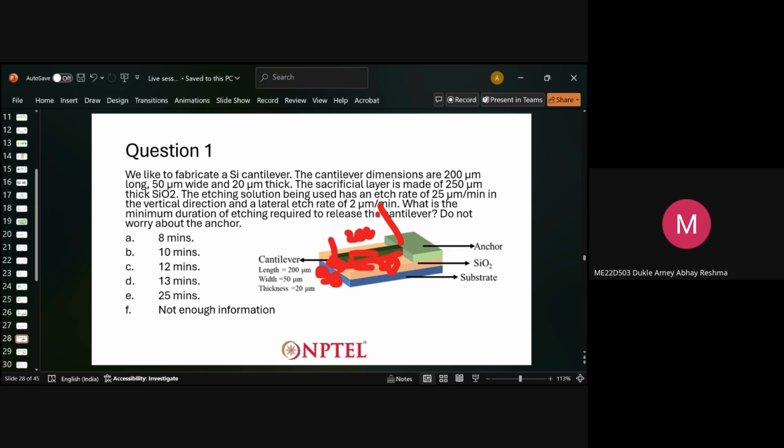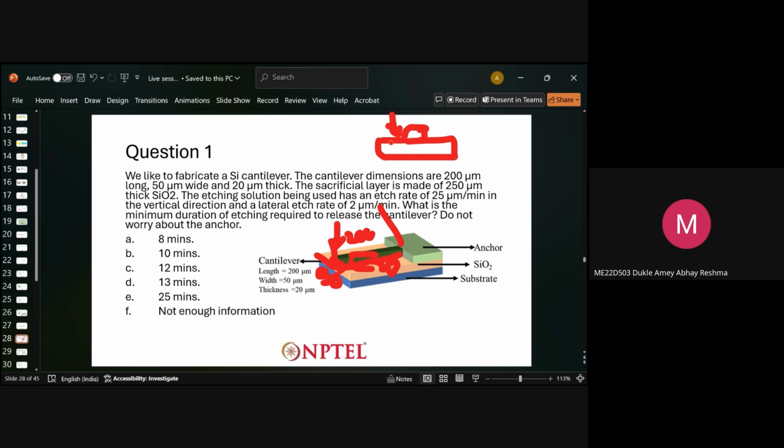So what you are supposed to find out is, for that width you will have the vertical etching and the lateral etching. The etchant will be coming from the top, it will go down, but it will also etch in the lateral direction. I'll give you an example here. This is the structure, this is the cantilever, obviously. So from here, the etchant will be coming, etching it here, and it will also etch in the lateral direction, right? So now you have to find out how much time. You have a lateral etch rate of 2 micrometer per minute, and you have the width of 50 micrometer. How much time will it require for it to etch away? That is what the question is asking.